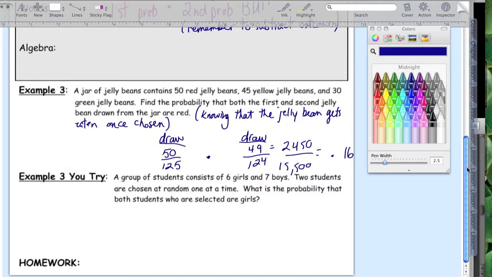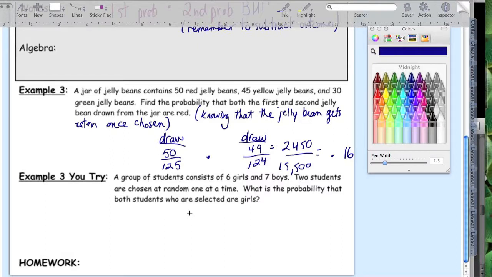A group of students consists of 6 girls and 7 boys. 2 students are chosen at random, one at a time. What's the probability that both students who are selected are girls? So picture being at gym class or picking teams. Once someone's chosen, they don't go back into the group. Okay? So we're picking both students chosen are girls.